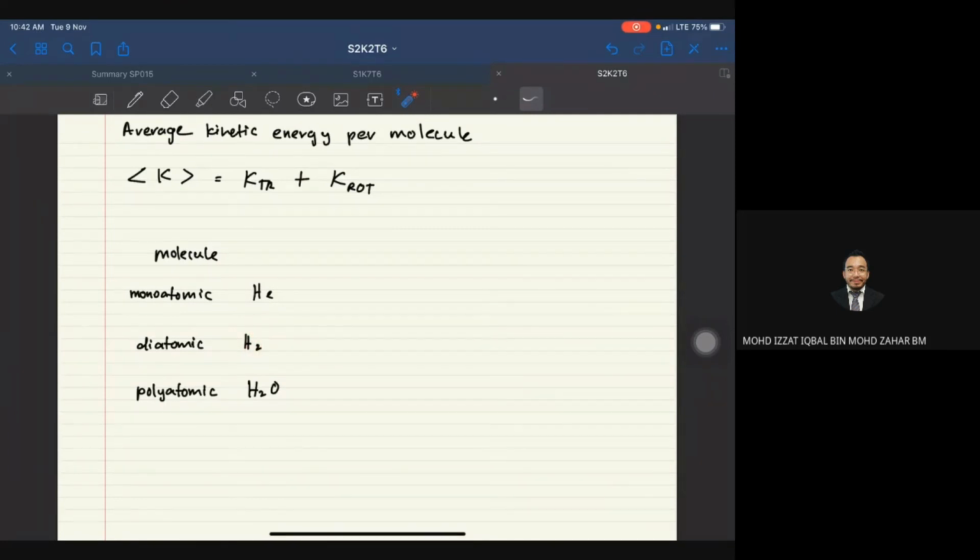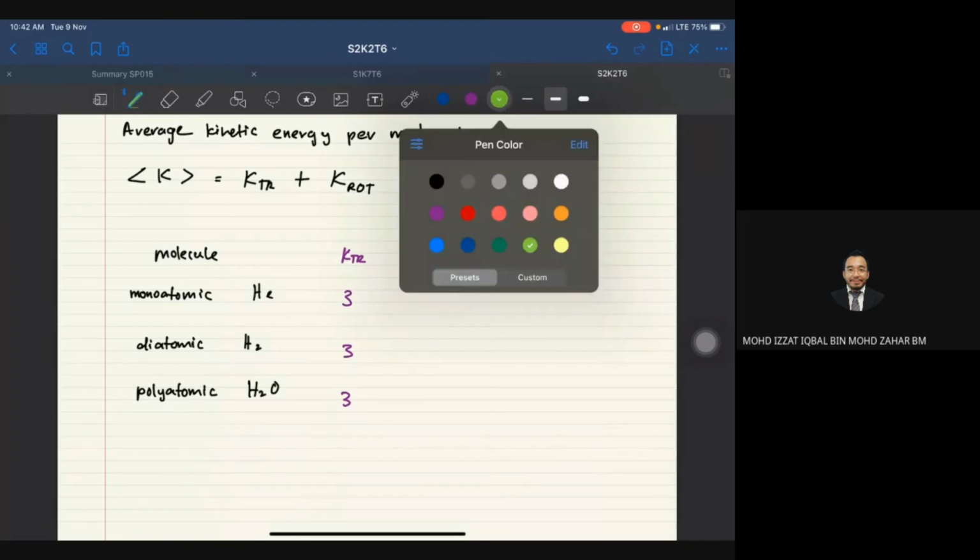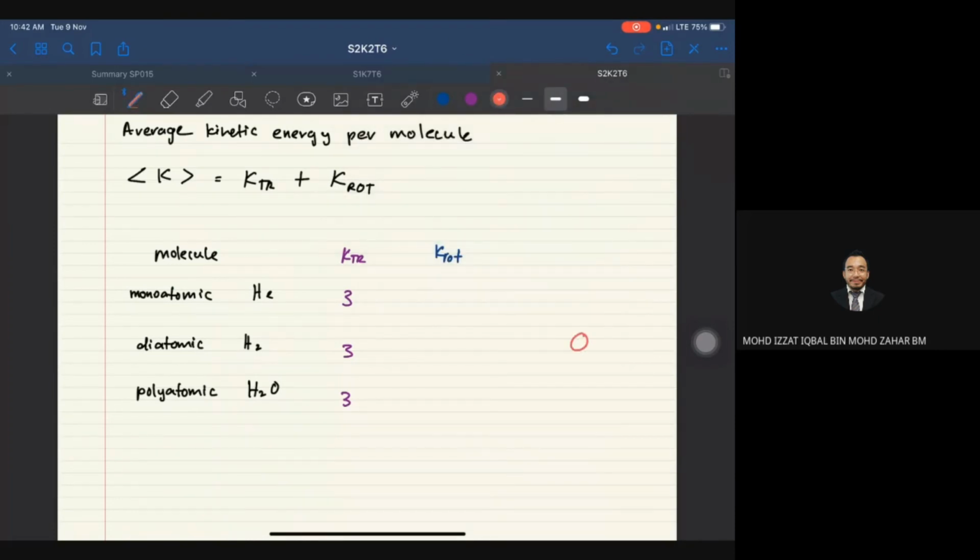So for each of these, K translational dia sentiasa 3. Yang kita dah belajar tadi lah. Maksudnya dia bergerak 3 direction. Okay, rotation ni a little bit different. So for monoatomic, sebab dia single je, contoh dia macam tu. So we assume dia tak boleh rotate. Okay, dia tak ada rotation lah.